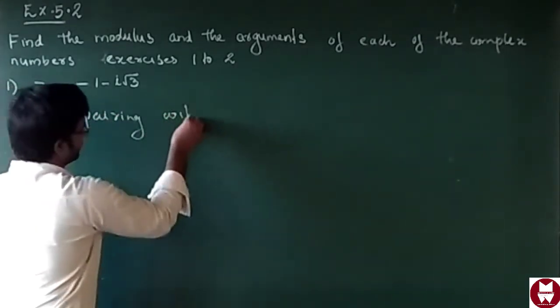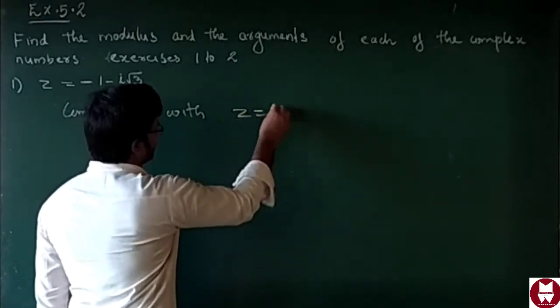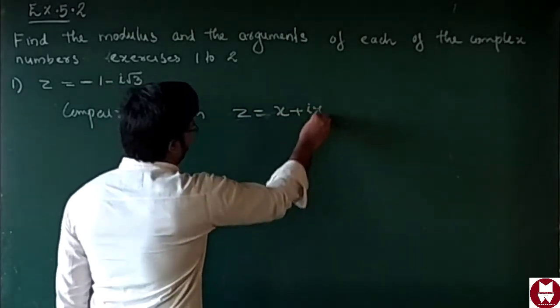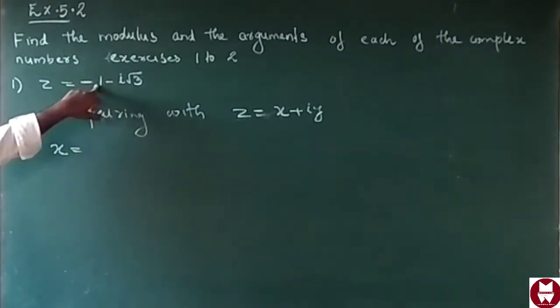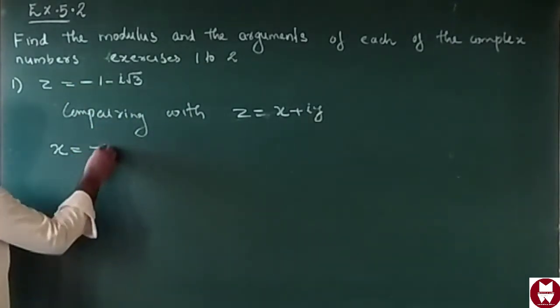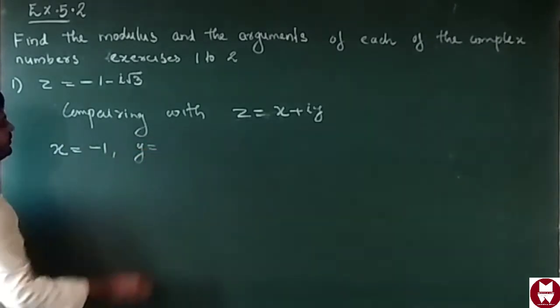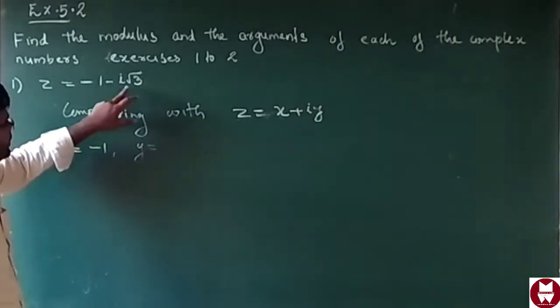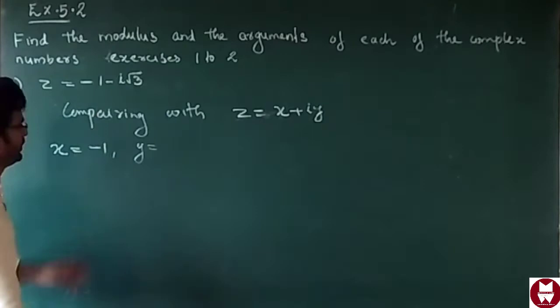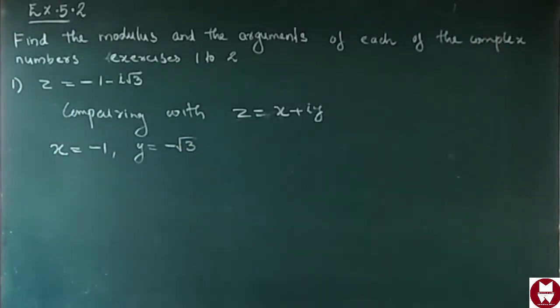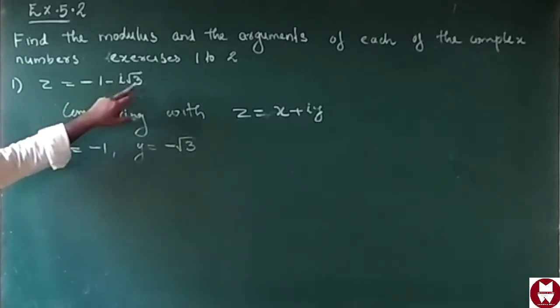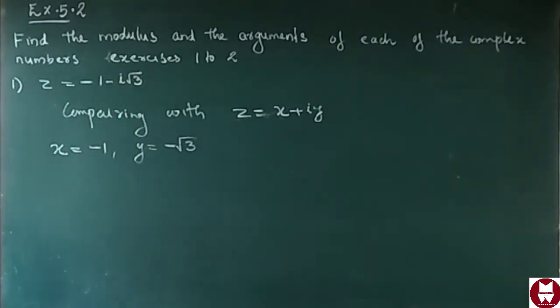Comparing with x plus i y. What is x? x equal to the real part, in here -1. y equal to the imaginary part, which means minus root 3. Don't take plus root 3, because the minus is already there. Minus root 3 becomes the imaginary part.